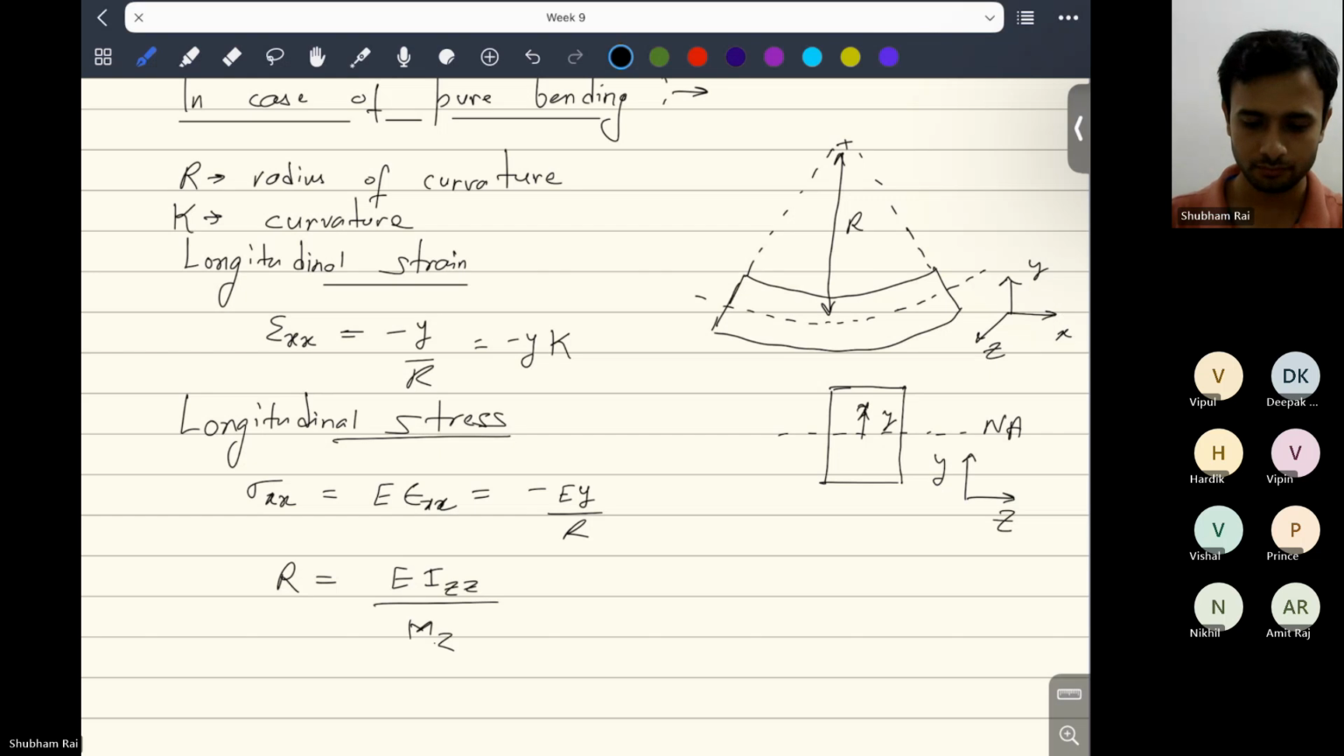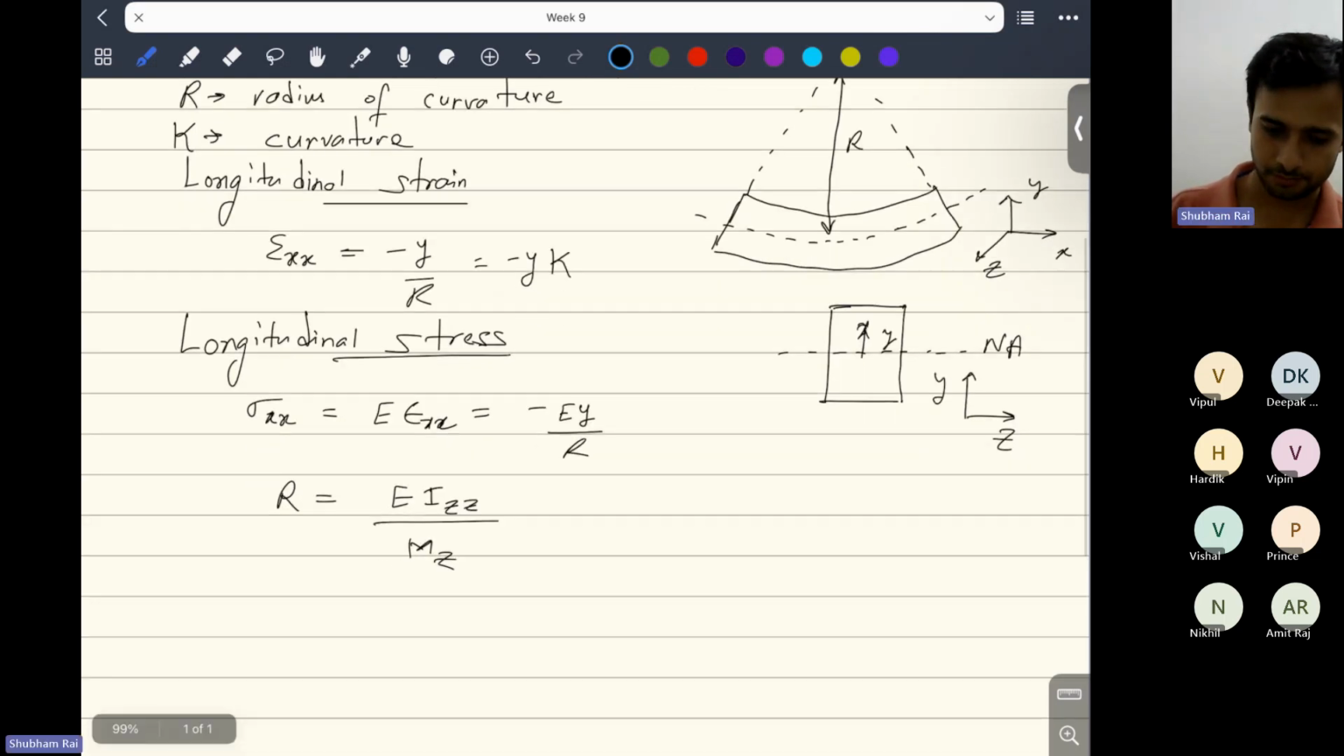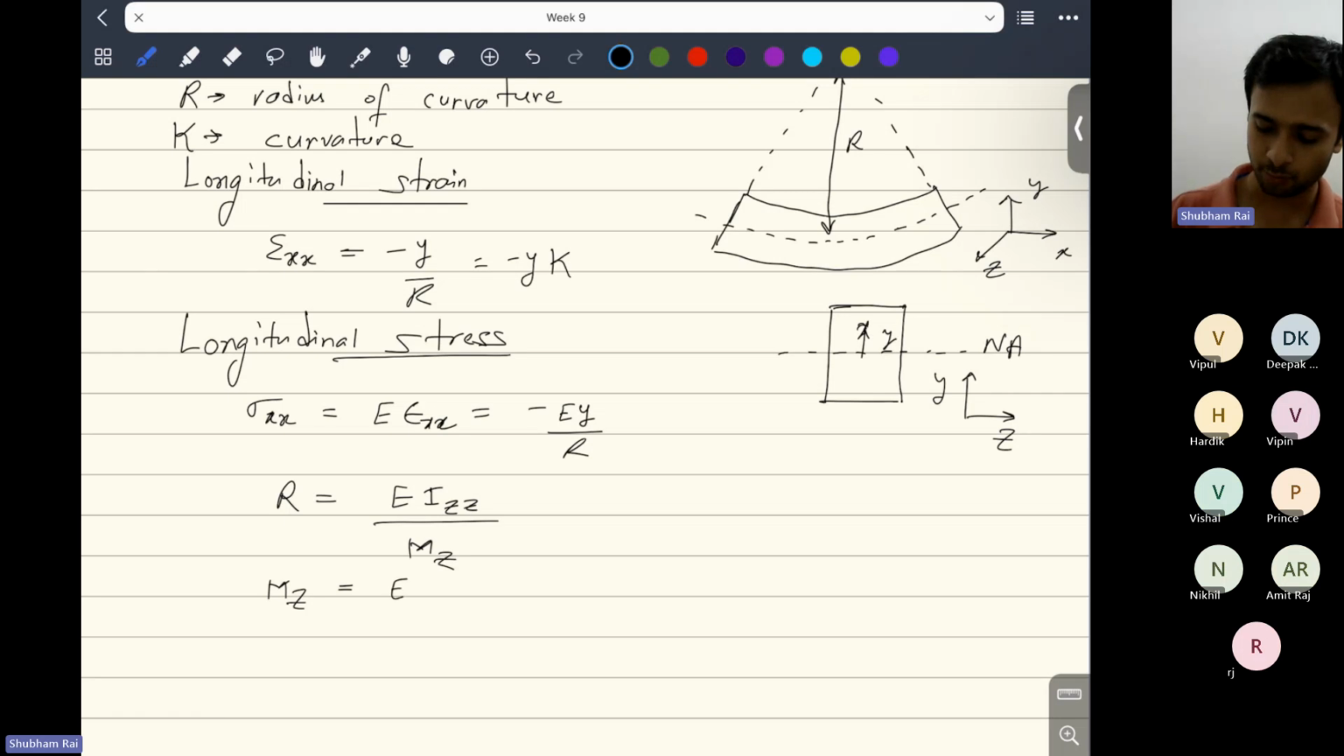Now, you can also write the applied moment. So if you want to calculate the applied moment from this, let's say the radius of curvature is given and you want to calculate the applied moment, it will be EI by R, right? Or you can say that it will be E into I ZZ times kappa.